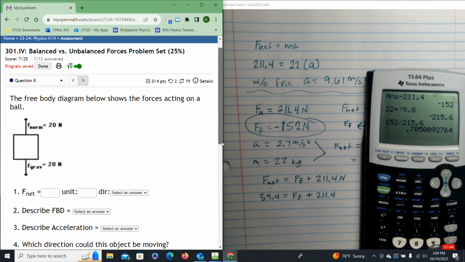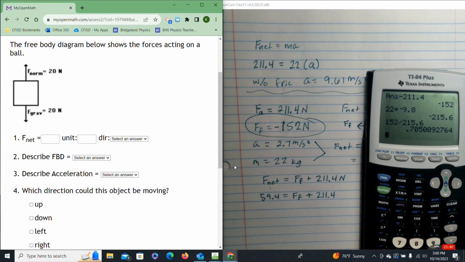Number 8 says, the free body diagram below shows the forces acting on a ball. And we're just going to answer the questions that go with it. Net force. Well, net force here is going to be 0. 20 newtons up, 20 newtons down means that I don't have a net force. Those all cancel. The free body diagram is an example of balanced forces. The acceleration is 0 because they are balanced. I have no net force, therefore I have no acceleration.